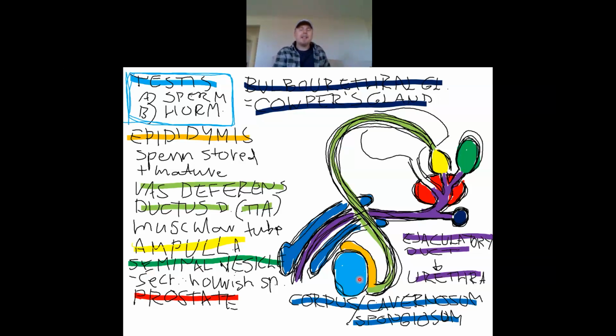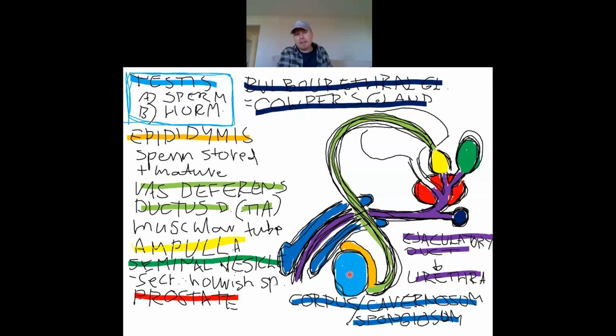So what testis did, it had a twofold function. The first function was to produce sex cells, which is going to be sperm in the case of the male, of course. The second function was to produce hormones. In case of males, that's going to be testosterone. And that's the two functions of the testes.